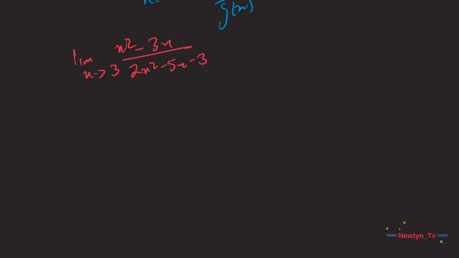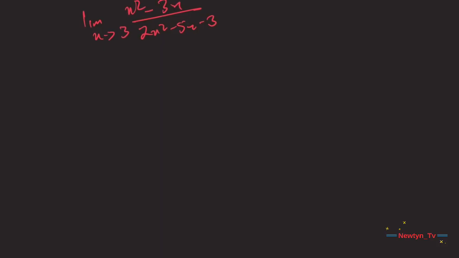Now let's apply the first step. So we have the function, step 1, and all this is for step 1. We have the function f of x equal to x squared minus 3x over 2x squared minus 5x minus 3.